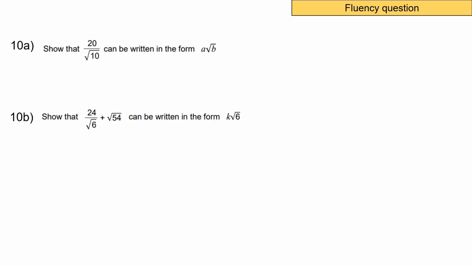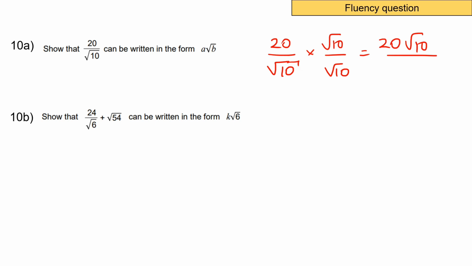Okay, so we are going to be looking at some surds as well. Show that 20 out of root 10 can be written in the form a root b. We know that anytime we have a denominator that is square rooted, we need to rationalize it. So we need to times this by root 10 out of root 10. We end up with 20 root 10 out of root 100, which is 10. 20 divided by 10 is 2, so that's going to be 2 root 10. So a is 2, b is 10.